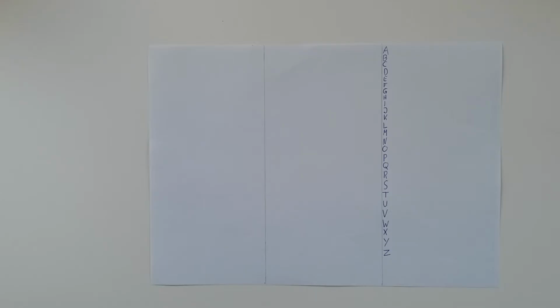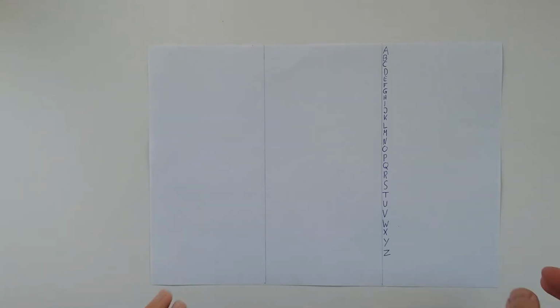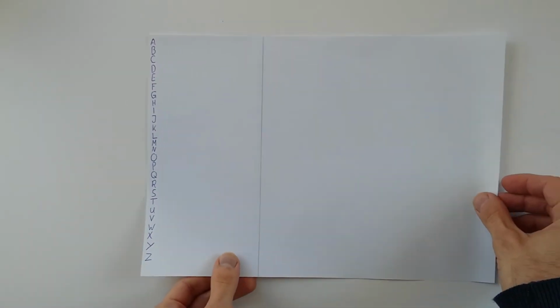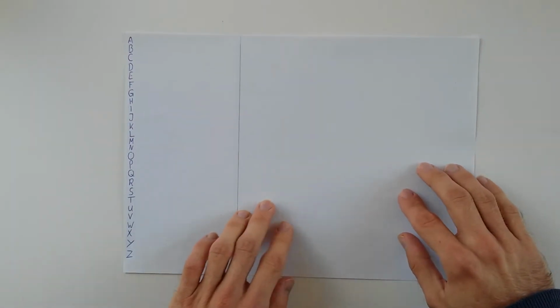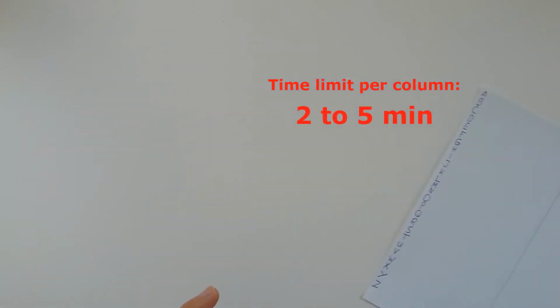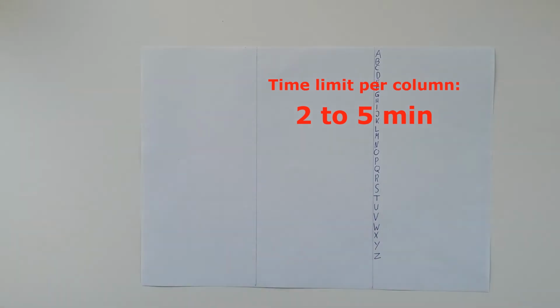To do Goethe Think, you need one sheet of paper or two notebook pages next to one another. One side of the paper you separate into three equal columns. The other side you separate into two columns, so that one column is twice the width of the other one. The idea behind Goethe Think is that you give yourself a time limit of 2 to 5 minutes maximum per column, except for the last one.